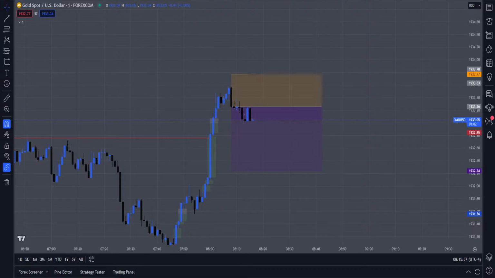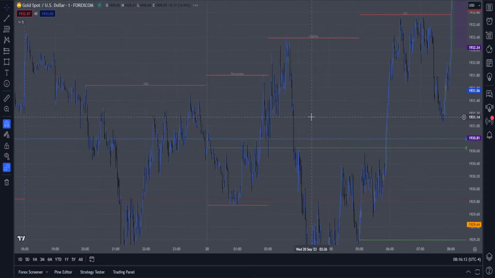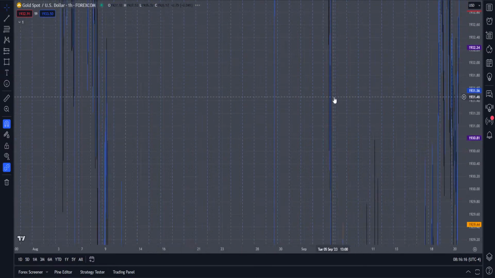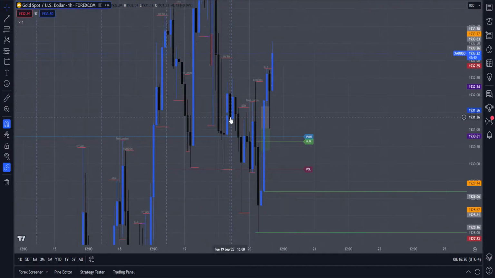Let's check the news today. Okay, so today we have no news until 2 p.m. So now that we know we have no news until 2 p.m., we can check the bias for the day. We will assume it is bearish, but we will double check.